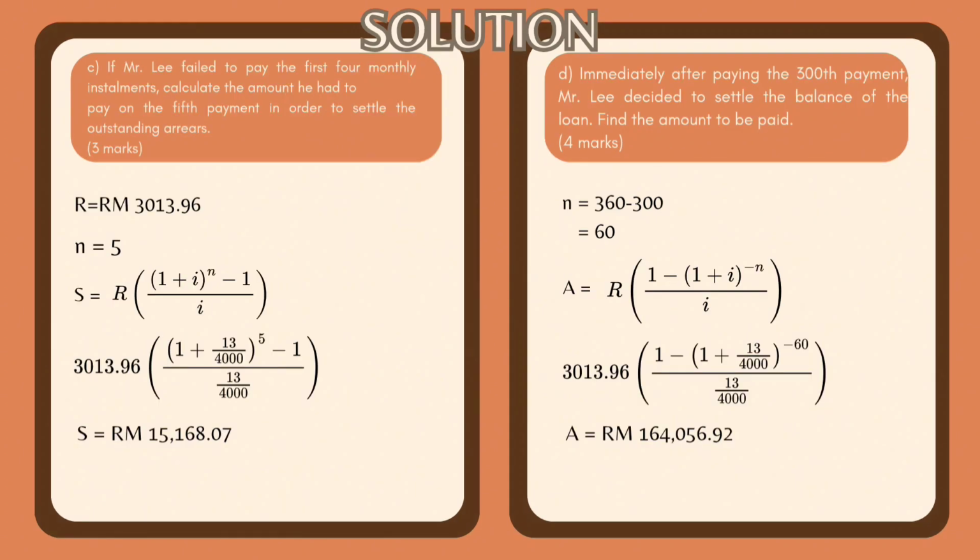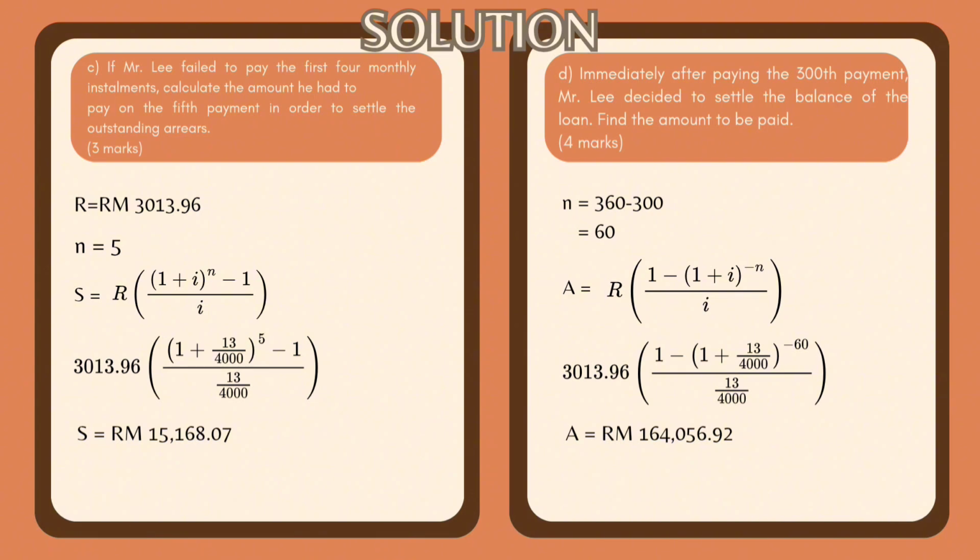For the third question, C. If Mr. Lee failed to pay the first 4 monthly installments, calculate the amount he had to pay on the 5th payment in order to settle the outstanding arrears. For this question, we need to use the future value formula to find the S, because we need to find the 5th payment lump sum. So in order to do that, we need to have R, which is 3,013 ringgit and 96 cents.